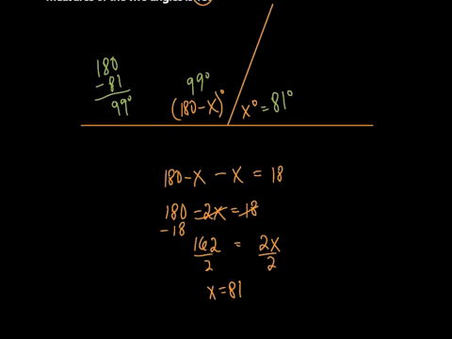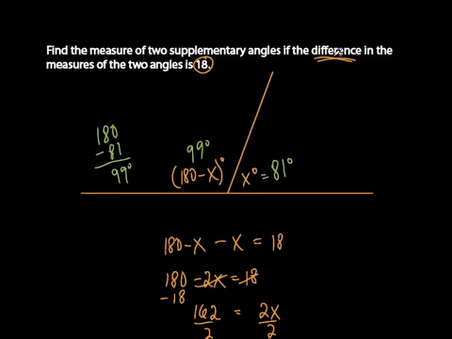So let's see if I was right. Is the difference in the two angles 18 degrees? Well, 99 minus 81 is 18. Sure enough, it checks and it works. So one of the angles would be 99 and the other angle would be 81. I'd circle both of those because it says find the measure of two supplementary angles.